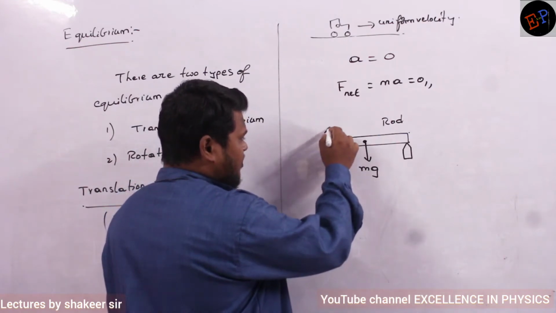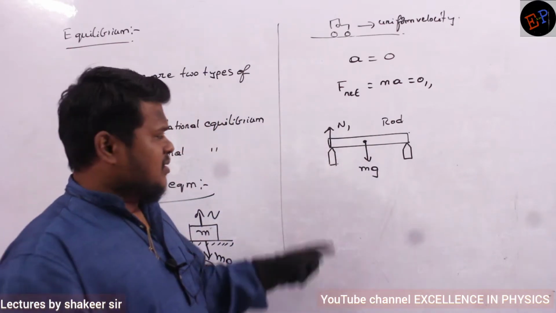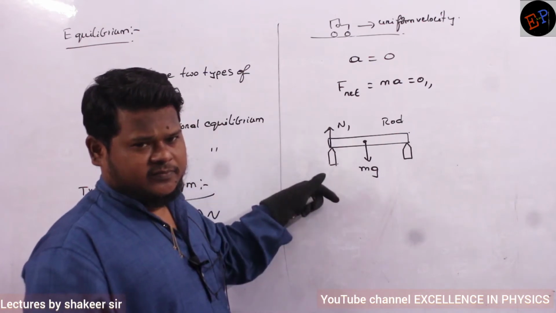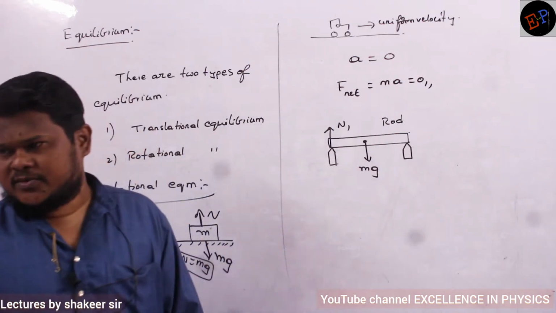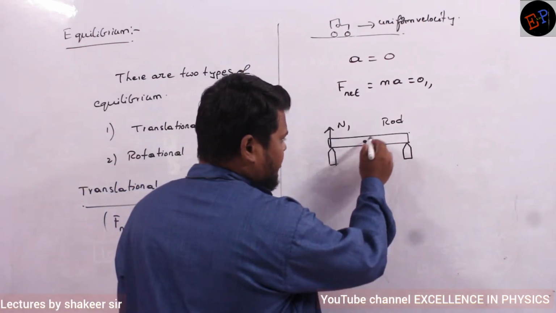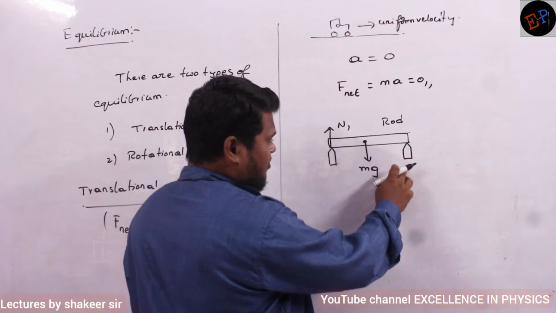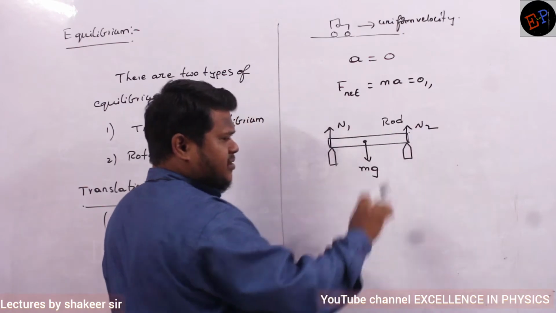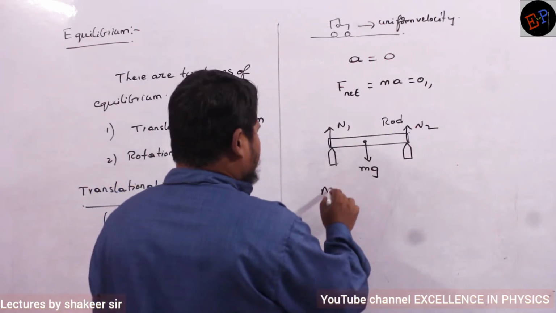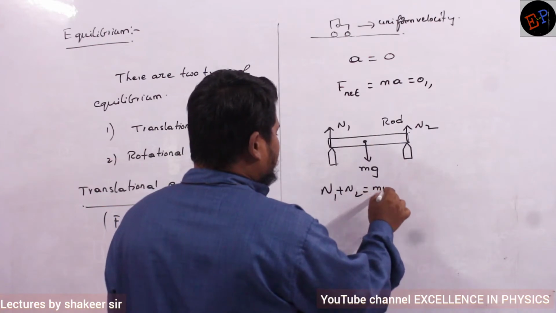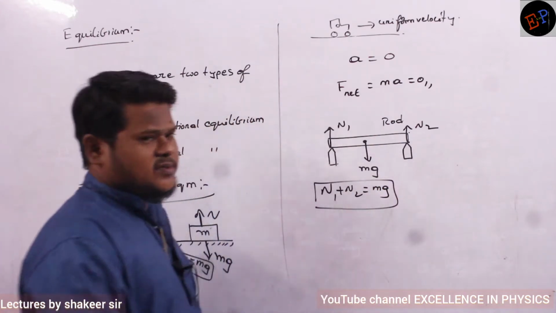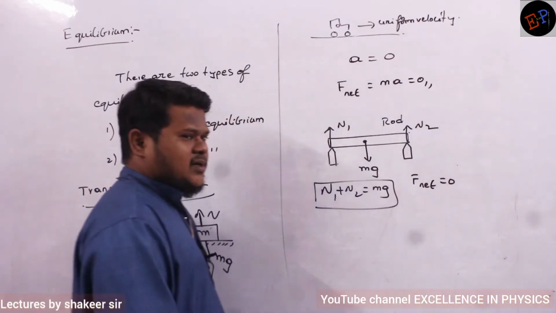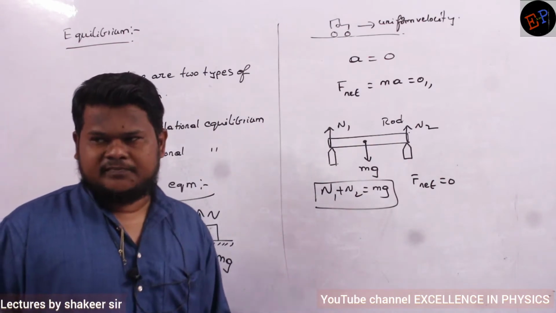This knife edge will give a normal reaction N1. The rod will apply some force on the knife edge, and the knife edge also will give a normal reaction. Every action has an equal and opposite reaction. Similarly, the same rod is resting on this knife edge also, which gives a normal reaction N2. Because the rod is not moving upward or downward, N1 plus N2 should balance the weight of the rod. So N1 plus N2 is equal to mg. Therefore, net force acting on the rod is zero. So definitely this is also in translational equilibrium. Are you able to understand?